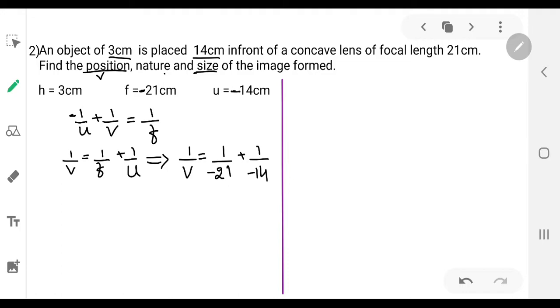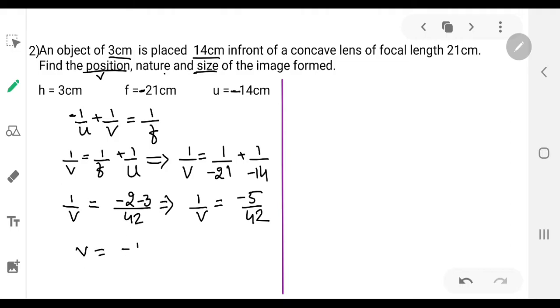-14. Taking the LCM, 1/v = (-2 - 3)/42, so 1/v = -5/42, or v = -42/5 = -8.4 centimeter. So the image distance is -8.4 centimeter. The position is calculated.